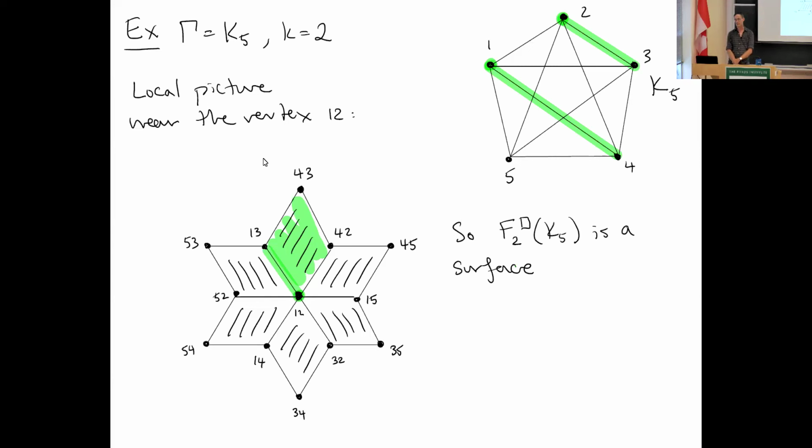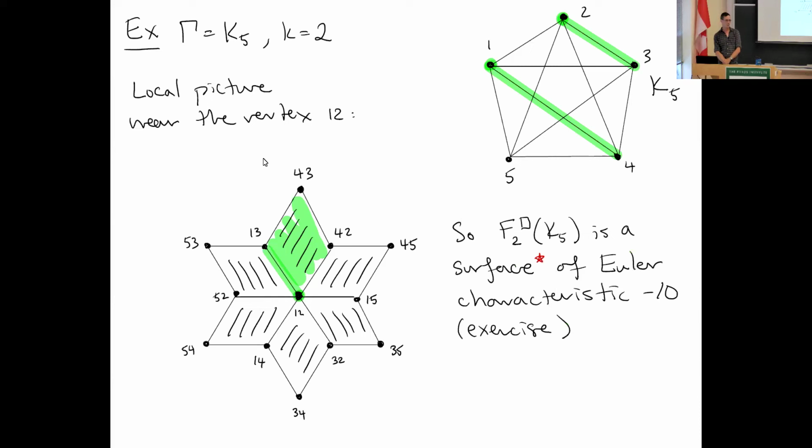So in fact, F2 box is a surface, which you can think about being orientable. It's obviously compact, and it's also orientable. And a fun combinatorics exercise shows you that the Euler characteristic is -10. So the genus is 6. Okay, so Abrams' theorem tells you that the configuration space of two particles ordered on K5 has the homotopy type of a surface of genus 6. So that's another example of a graph braid group. Some surface groups are graph braid groups.